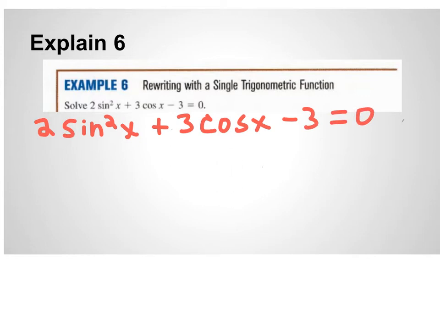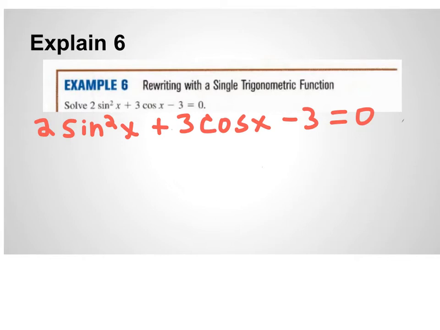And it appears I'm looking to solve it, and I don't have a specified interval, so I need my general solutions. Now, looking at this problem, a few things I observe is it's got 3 terms, so it's a trinomial. The degree is 2, so it's a quadratic, so I'm going to look at using factoring techniques most likely. And I also notice I have both sine and cosine, 2 different trig functions.